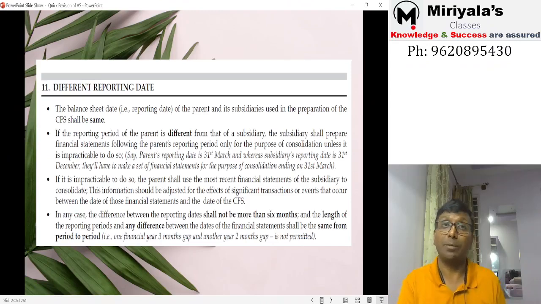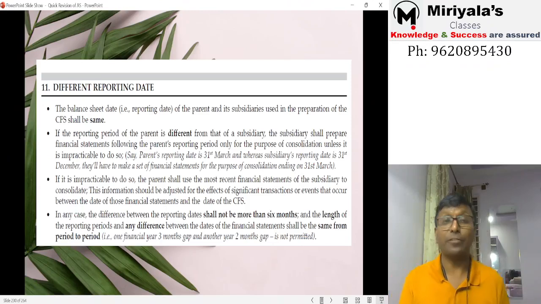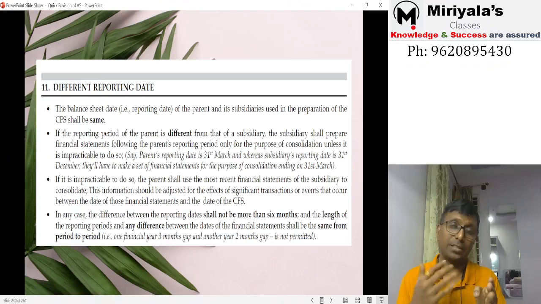Next important concept, different reporting dates. What is a different reporting date? The holding company is preparing the financial statements on 31st March. The subsidiary is preparing on 31st December. So do you have a gap? Yes, there is a gap of 3 months.